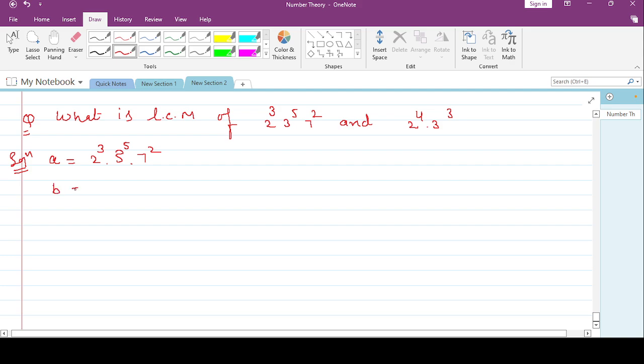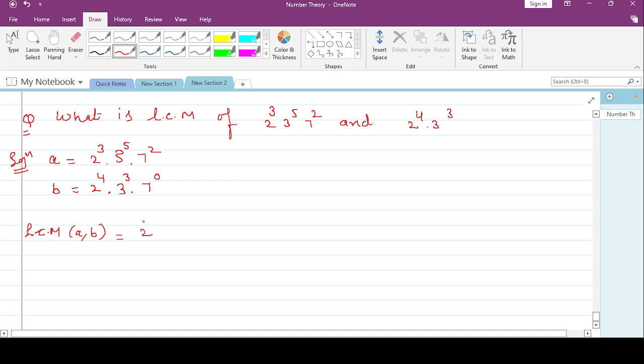And the second number is B, which is 2 raised to the power 4, 3 raised to the power 3, and 7 is missing, so we can write it as 7 raised to the power 0. Okay. Now, the LCM of A and B.